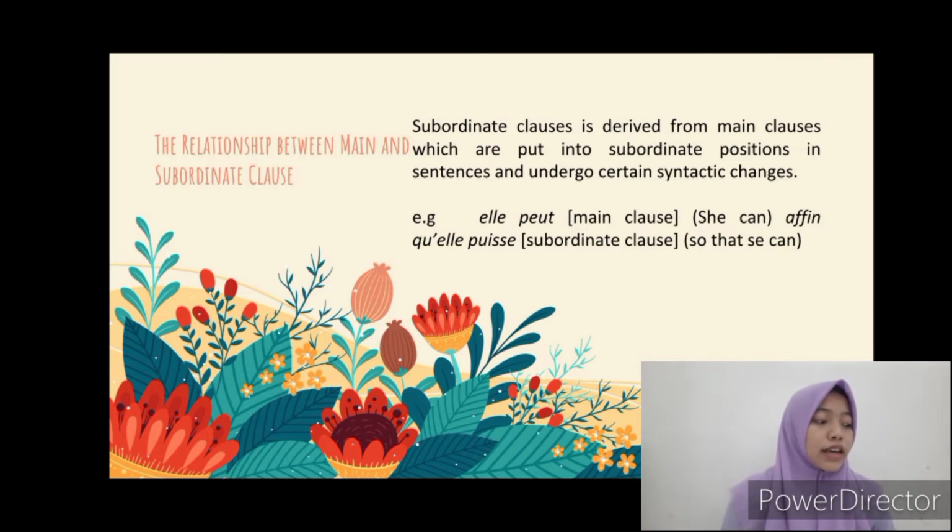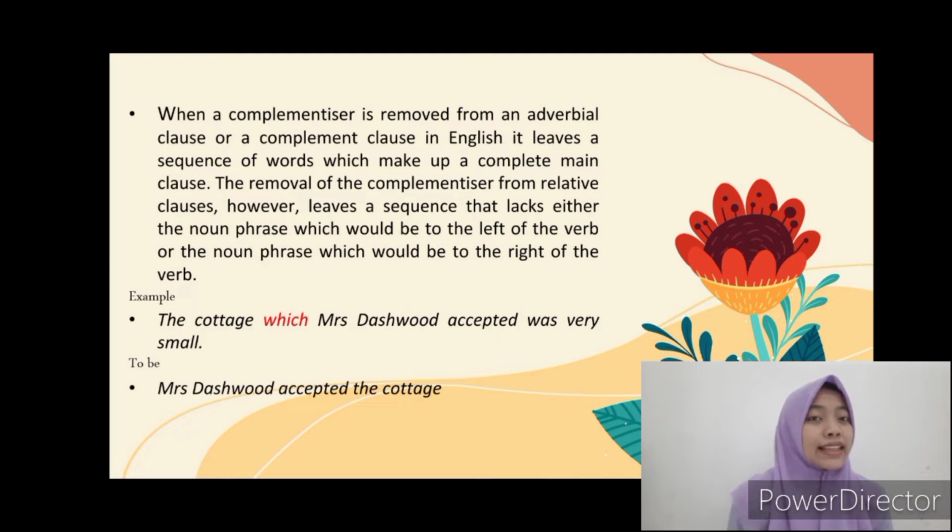Subordinate clause is derived from main clauses which are put into subordinate positions in sentences and undergo certain syntactic changes. Here we have an example from the phrase. Elle peut. It's a main clause. It means she can. Afin qu'elle puisse. It is a subordinate clause and it means so that she can.